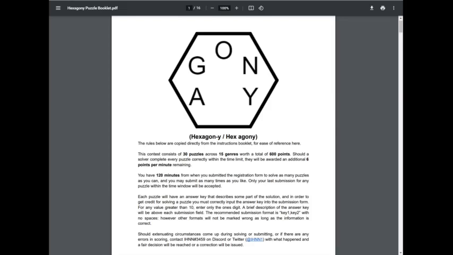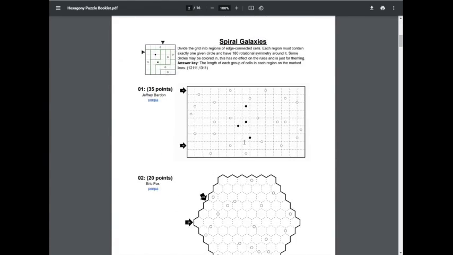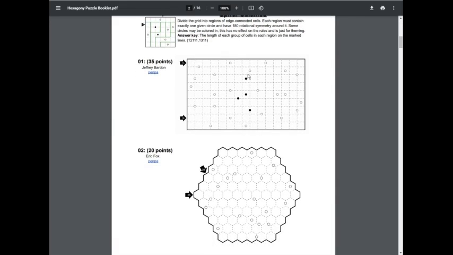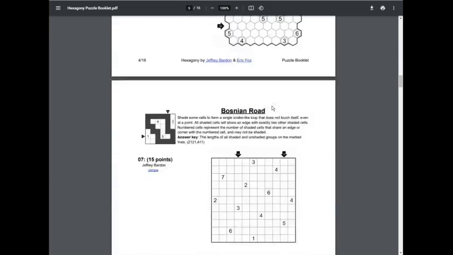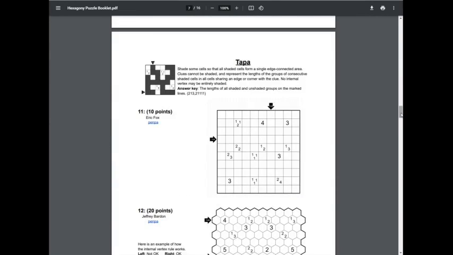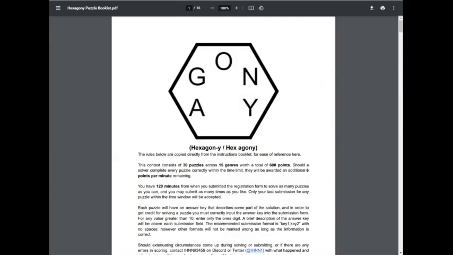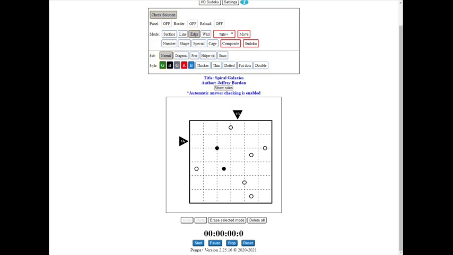Hello. Recently, a puzzle contest I ran called Hexagony, which I constructed alongside Eric Fox, concluded. The gimmick was that the rules were all written so that the puzzles would work regardless of the grid shape, and each puzzle type has a square puzzle and a hexagonal puzzle. Today I'm going to start a walkthrough series for these puzzles, and I'm going to start with the Spiral Galaxies. This was the example puzzle.